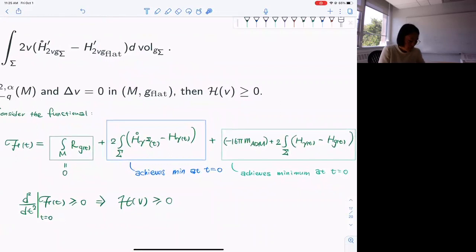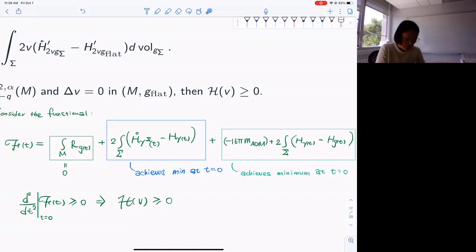This functional is the integral of scalar curvature plus the integral of the difference between mean curvatures plus a mass term. When t is equal to 0, the metric is flat, so this term is 0. This term is also 0. This term always has its minimum at t equals 0, so we construct this term so that it also achieves its minimum at t equals 0.